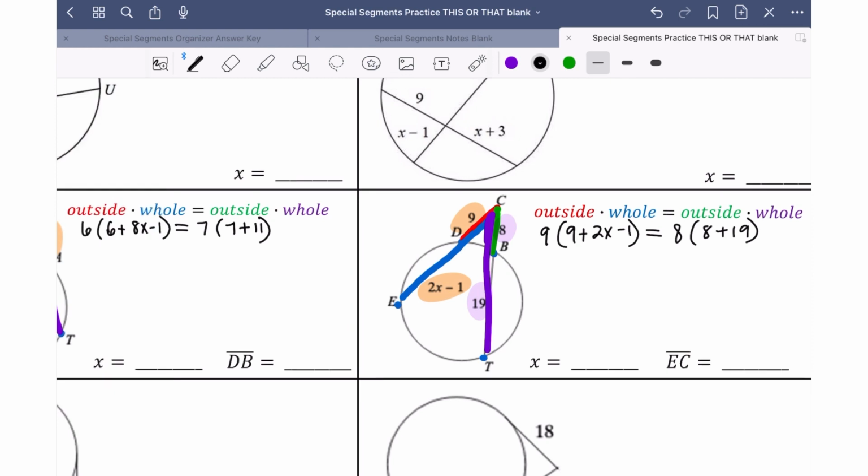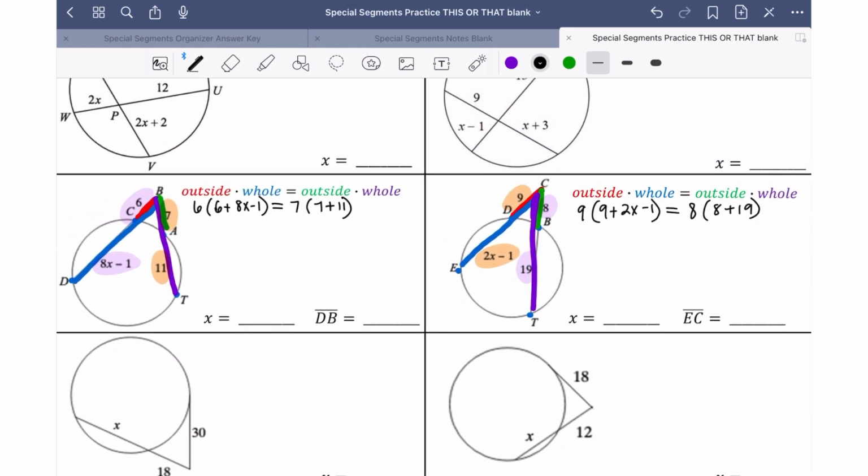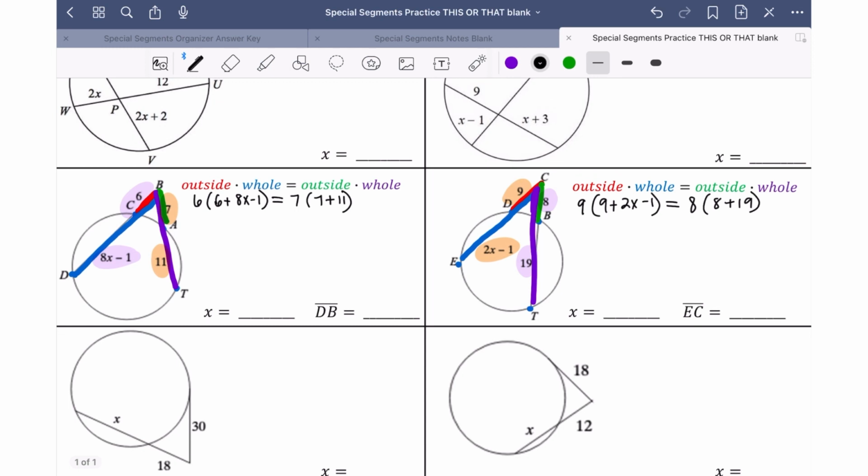Don't forget that for this row, there's actually 2 parts. So after you solve for x, you're going to plug it in and solve for segment DB on this one. So DB is this. And we have an example on the notes for that. And for this one, you're going to plug in x and give me the length of EC on that one. So look at your notes and look at the example we did after we found x and plugged it back in to find the actual length of the whole segment when we plugged x back in. Okay? Thank you.